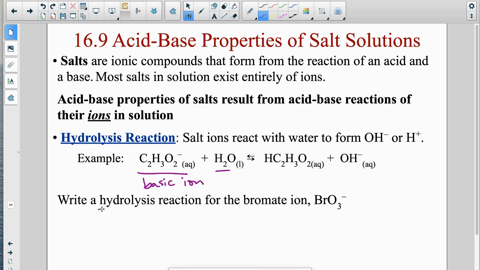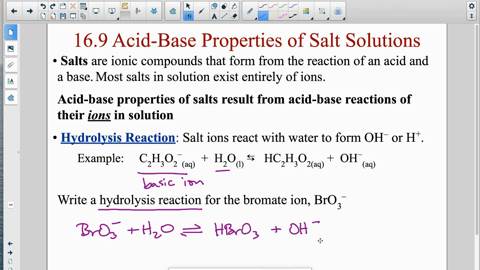So we can write hydrolysis reactions for any sort of ion. For example, this bromate ion can undergo hydrolysis with water. And hydrolysis is just a fancy way of saying an acid-base reaction. This is written exactly the same way as we've been writing these acid-base reactions. The proton is transferred to the bromate ion, and we get some OH minus. So again, this bromate ion is a basic ion. So let's see where these ions come from.